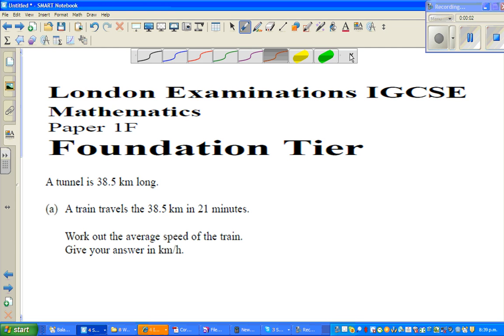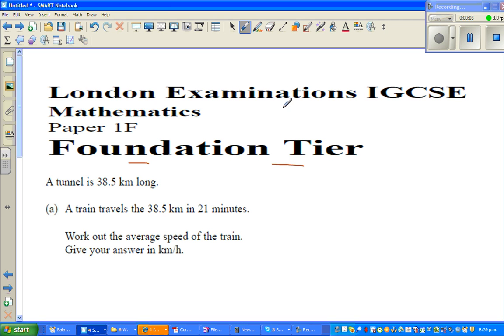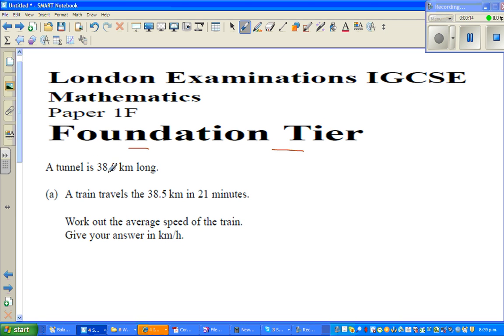Okay, continuing from this examination series of Foundation Tier, London Examination IGCSE. This question is on speed. A tunnel is 38.5 kilometers long. A train travels the 38.5 kilometers in 21 minutes. Work out the average speed of the train. Give your answer in kilometers per hour.